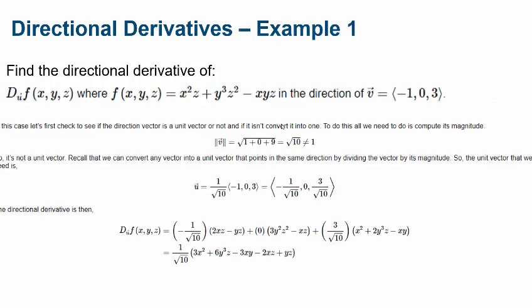First we check to see if it's a unit vector in the direction that we want. We can do this by checking its magnitude. The magnitude of this vector is not equal to 1. It's equal to the square root of 10. So it's not a unit vector, but recall that we can convert any vector into a unit vector that points in the same direction by dividing that vector by its magnitude. So let's do that. We take this vector, divide it by its magnitude, and we get the following vector. This is the unit vector that we need, pointing in the same direction as the original vector.